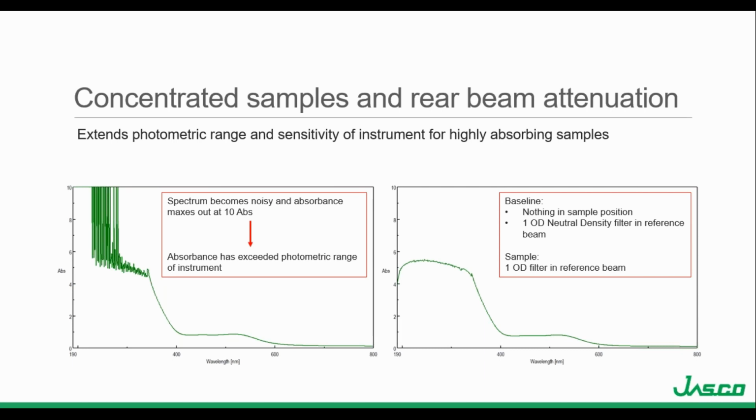So the possibility of performing rear beam attenuation is another reason double beam instruments are better options when choosing your instrument manufacturer, because in some instruments you don't have access to that rear or reference beam, so that rear beam can't be attenuated.